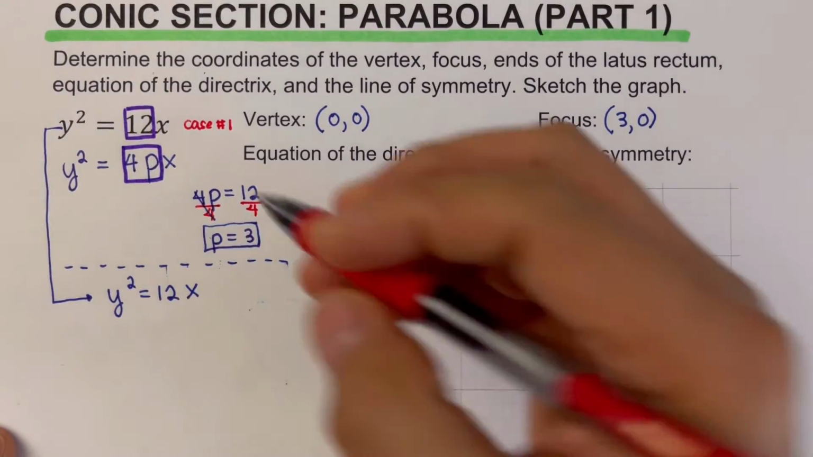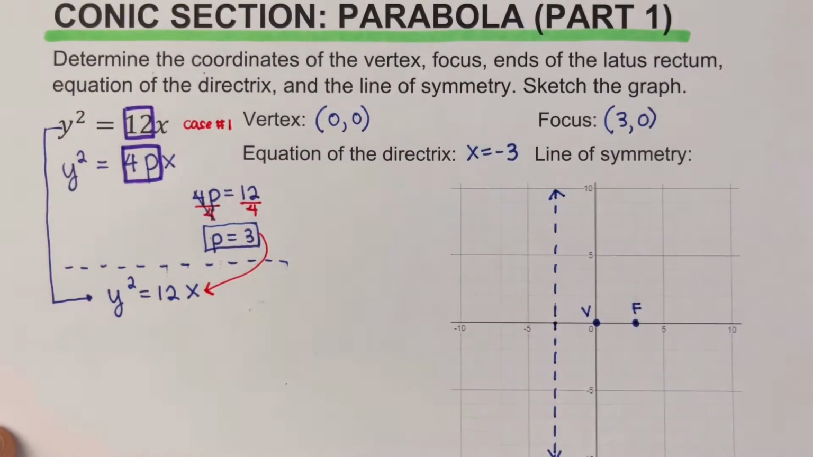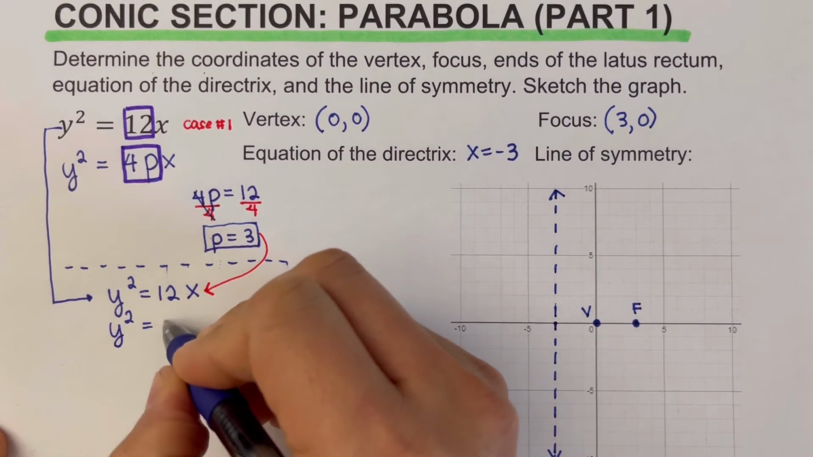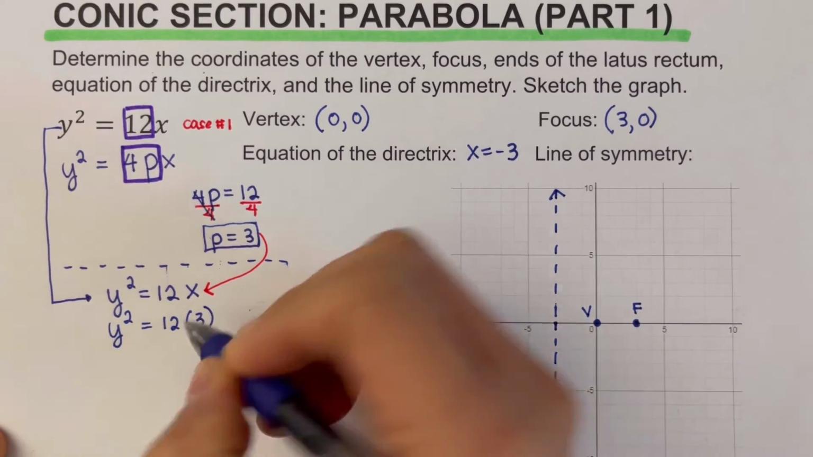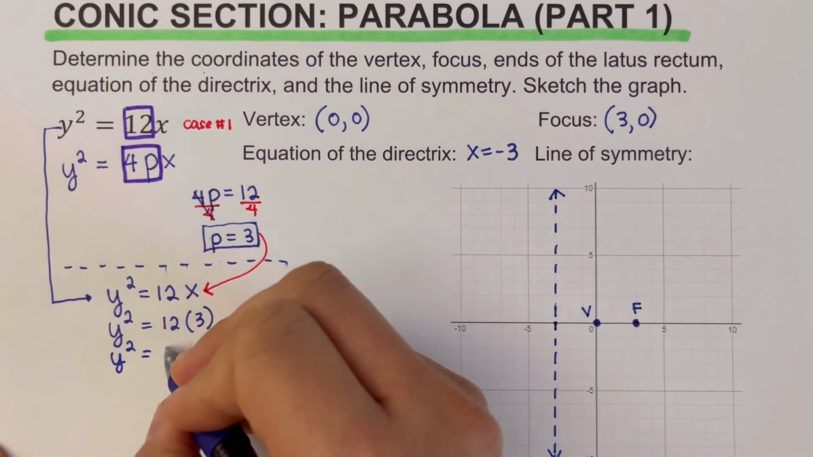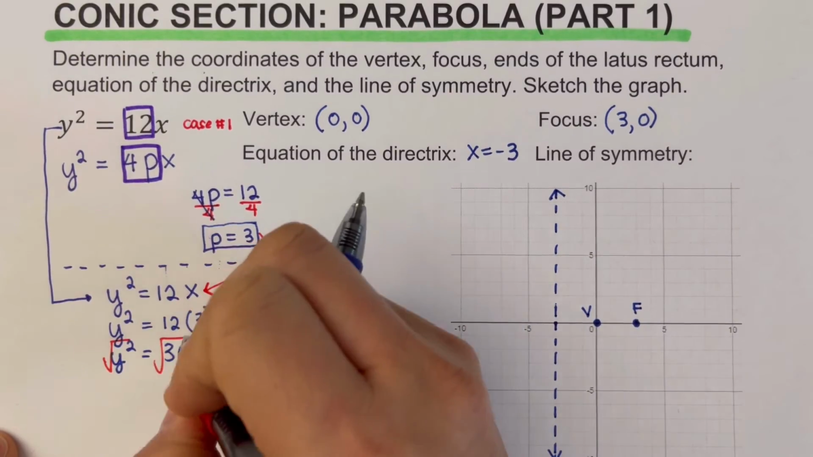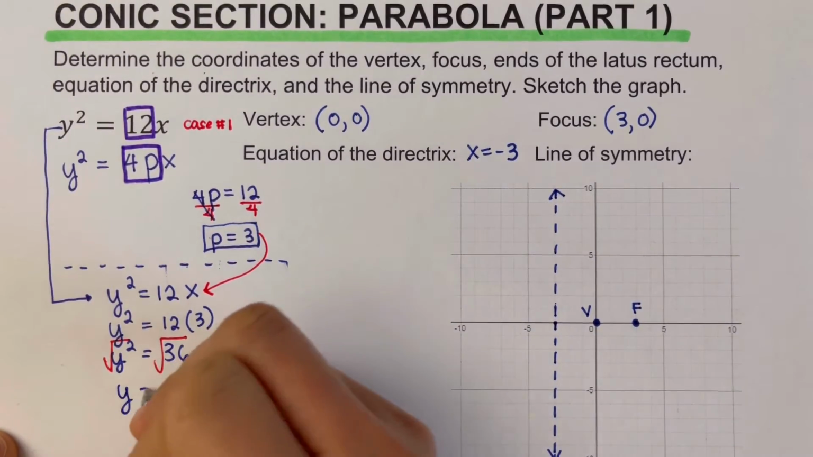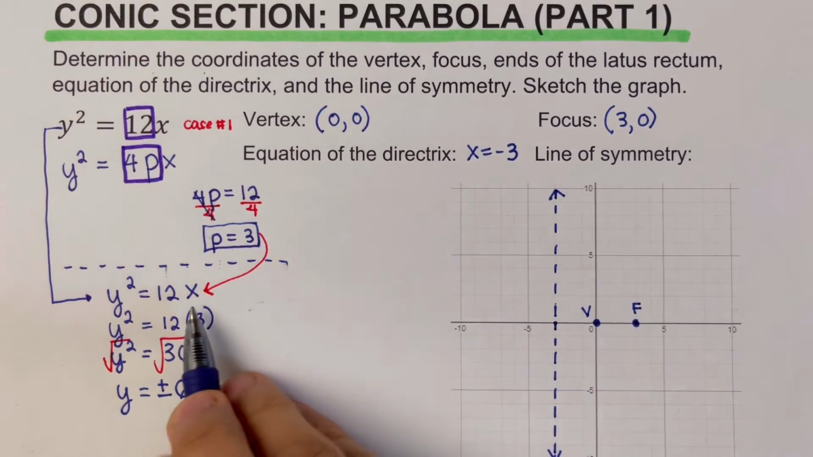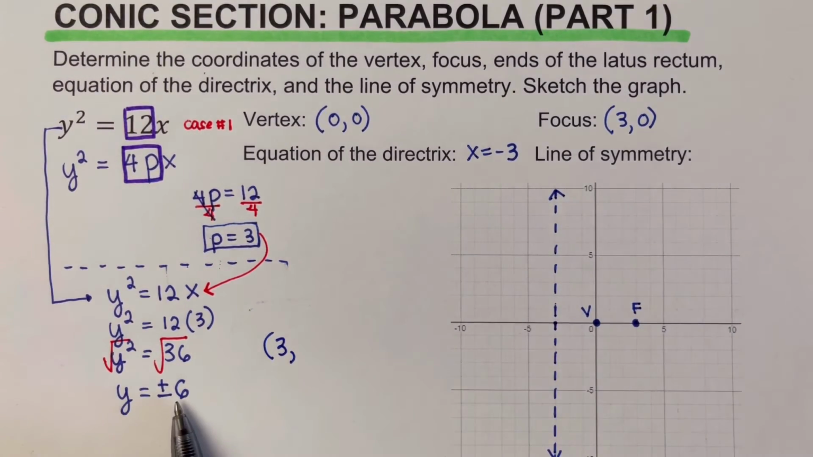So whatever the value of the p is, we plug this into the x, and we are supposed to solve for the y. So our equation would come out y squared equals 12 times 3. 12 times 3 is 36, so that's y squared is equal to 36. In order that we can solve for y, we are going to square root both sides. So then this gives us y is equal to plus minus 6. This tells us that if x is positive 3, then we will have one of these.